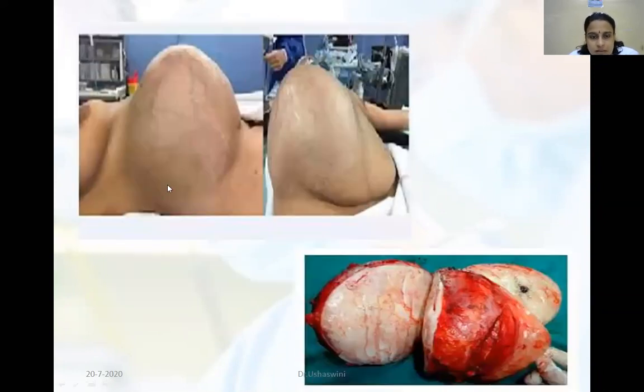This is a clinical picture wherein a desmoid tumor can grow as large as this, as big as this. This is the cut section.